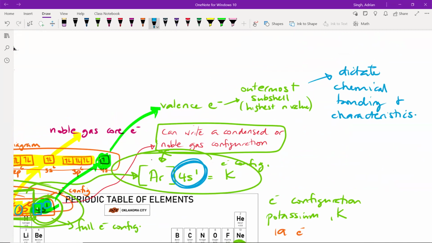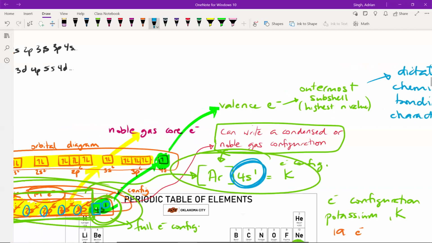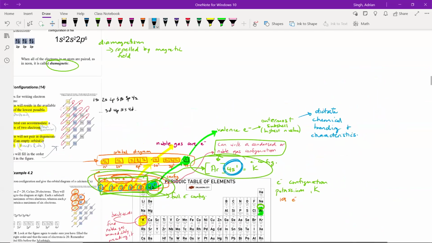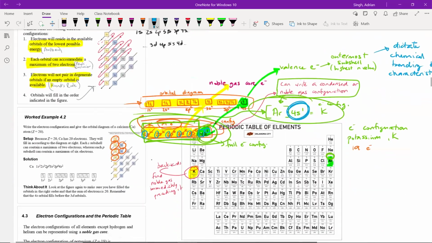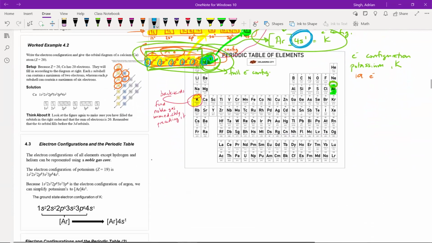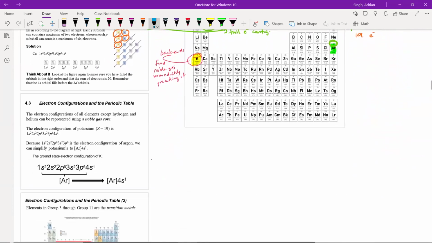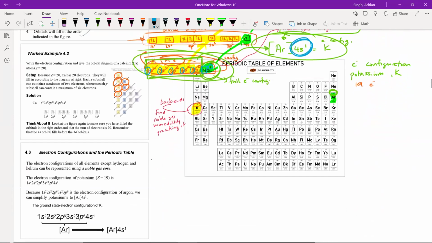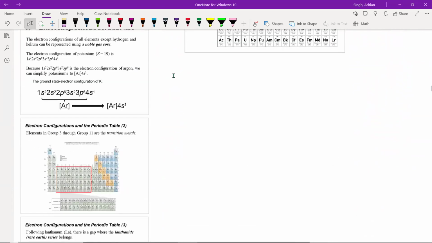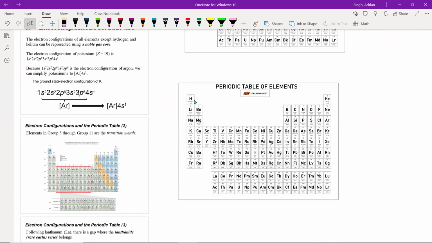You can do that with pretty much any of your elements on the periodic table. We can write out the full electron configurations, or we can write the condensed ones. If it's not specified which one to use, you can use either. If it specifies full or condensed, make sure that you follow the rules. If we take a look at the actual periodic table to help us figure this out, we're going to use a fresh one here at the bottom, and we'll show you how that Christmas tree diagram need not be memorized.